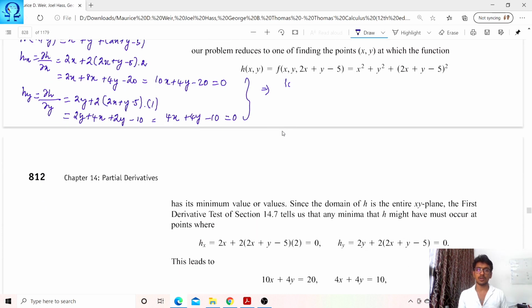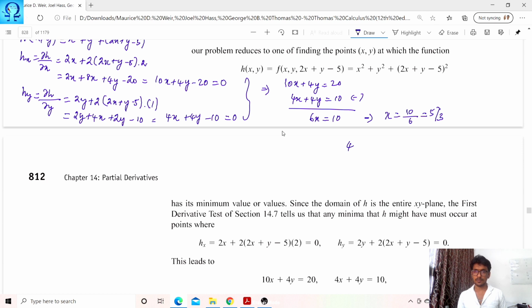So this tells you your 10x + 4y is 20 and 4x + 4y is 10. If you subtract these two things, you get 6x = 10, from which your x value is going to be 10/6. That can also be written as 5/3. If you substitute x = 5/3 in any of these equations, so 4 times 5/3 + 4y = 10.